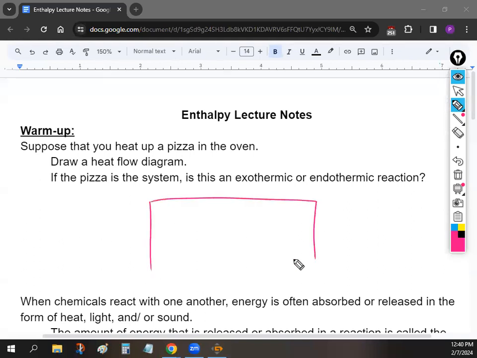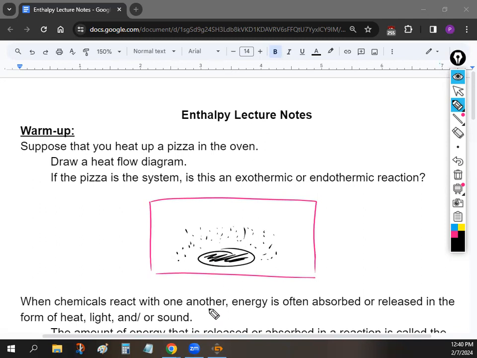So we got our, let's say this is our oven. And then let's say we got our pizza inside. Okay. And then inside the oven, there's obviously air around the pizza, right? And basically the oven heats up the air. Okay, now what's going to be warmer? The air around the pizza or the pizza itself?